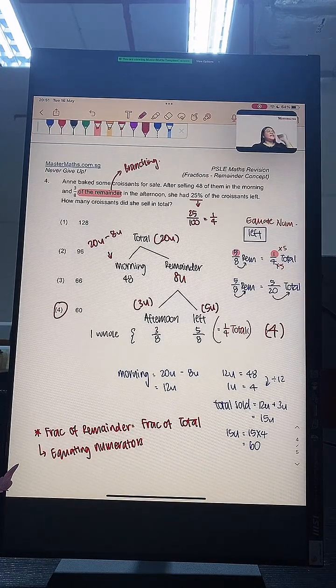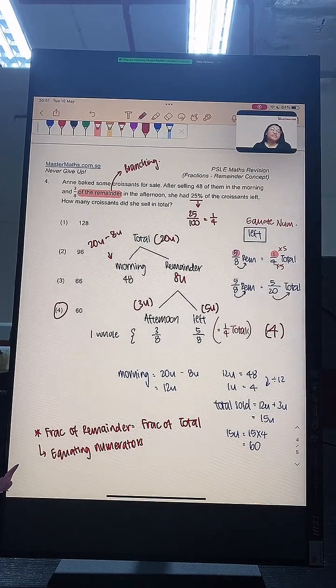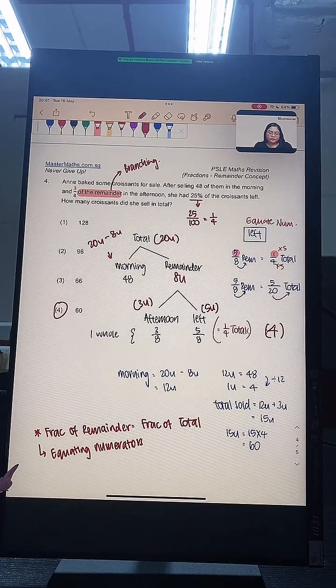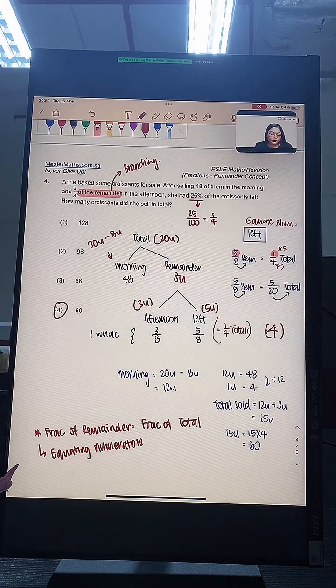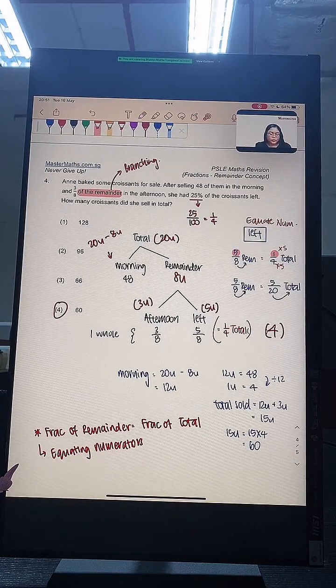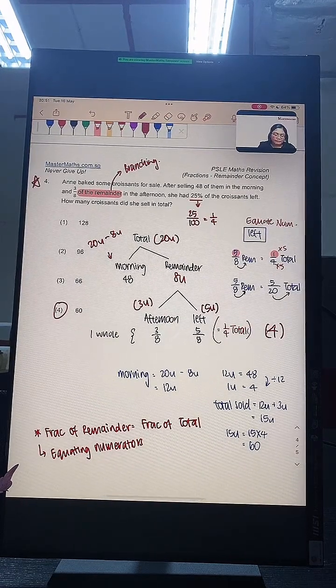This is another form of mixture. This question has a mixture of branching as well as equating numerators. So 2 concepts here. I hope you remember how to solve question 4. Very, very common as well.